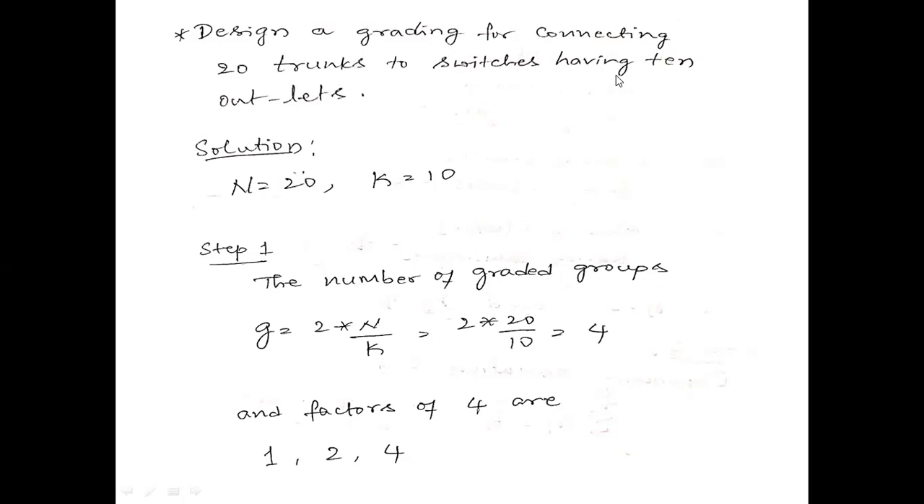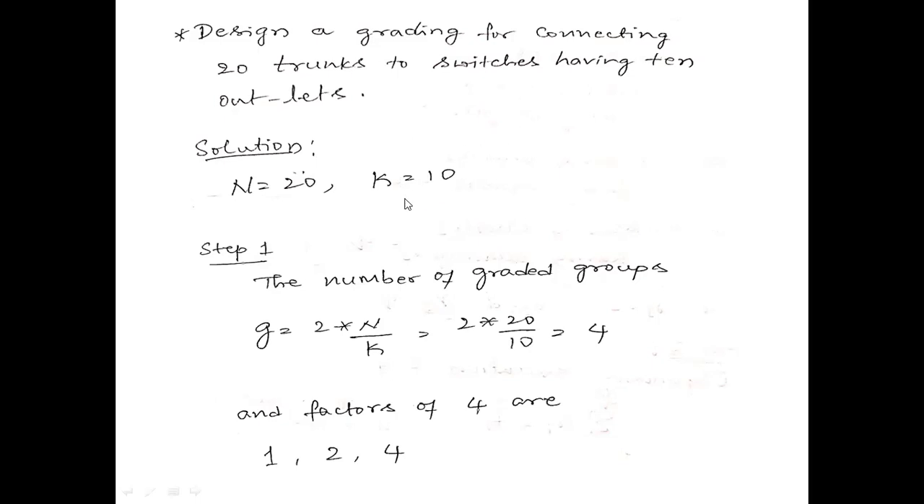switches. You take a switch which has 10 outlets. You can have multiple of these switches and make the arrangement or grading in such a way that you connect the 20 trunks to these switches with 10 outlets available. Look at the parameters given. The number of trunks given in the problem is 20. The availability, that is the number of outlets per switch, small k, is 10.